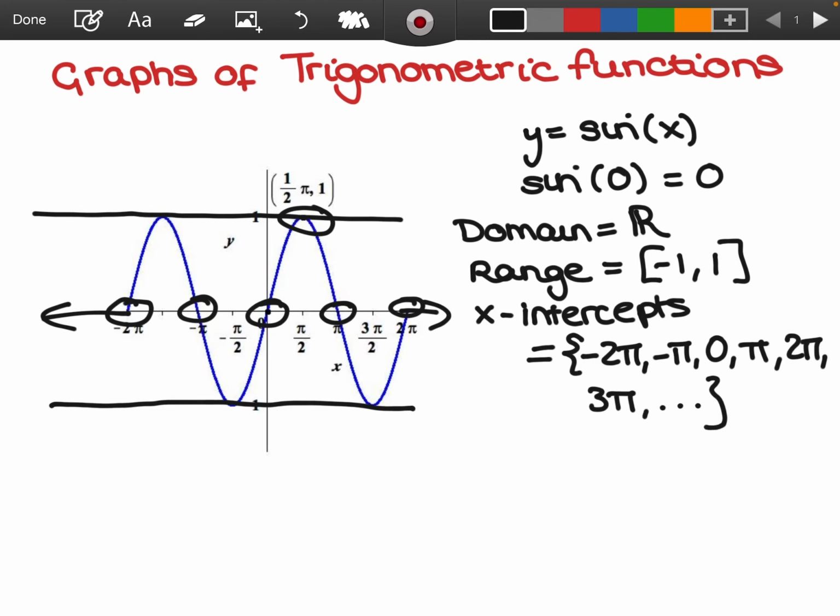So my x-intercepts are every multiple of pi, and you can keep going in both the positive and negative directions past negative 2 pi and 2 pi. It keeps going because this particular function has a domain of all real numbers. The y-intercept is pretty easy to see. It's the origin, so the y-intercept is just at the point 0, 0. So when x is 0, y is 0. That's the only point where it crosses the y-axis.